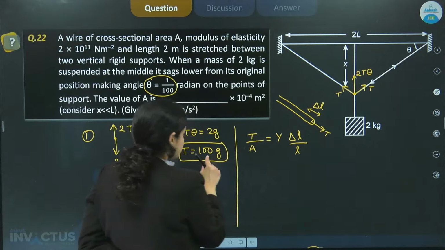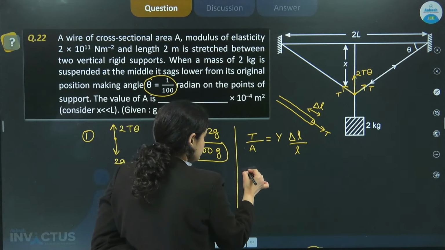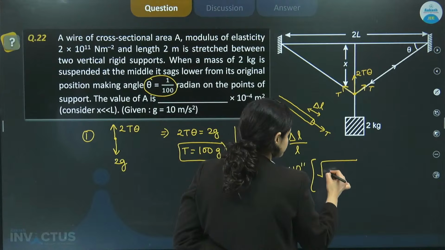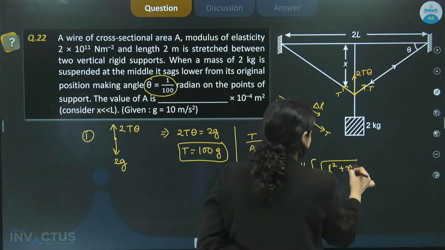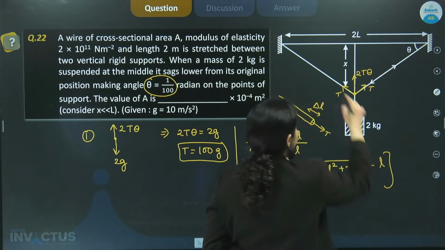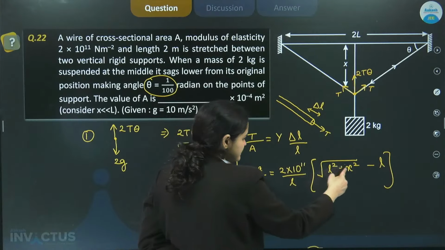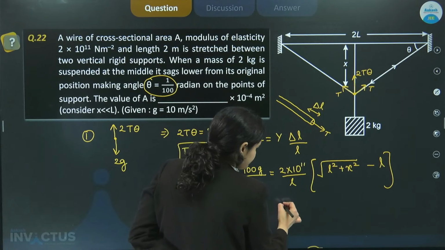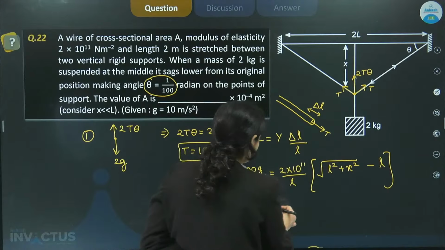Now see, we already know the tension, we have to find A, okay? So tension is 100 G divided by area A. Young's modulus is 2 times 10 to the power 11. Now this is L. Now delta L we can write as root of the hypotenuse square, which is L square plus X square, minus L. The original length was L. Alright, so we can actually take this L outside. Okay, so this is what we are getting.